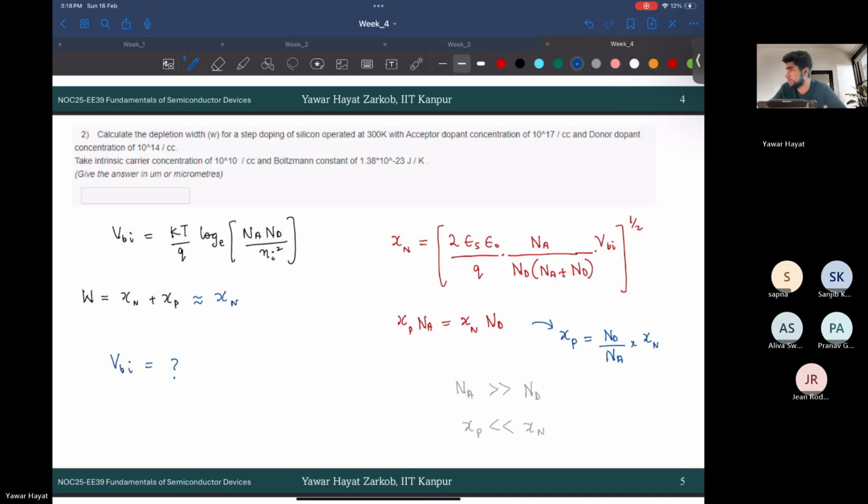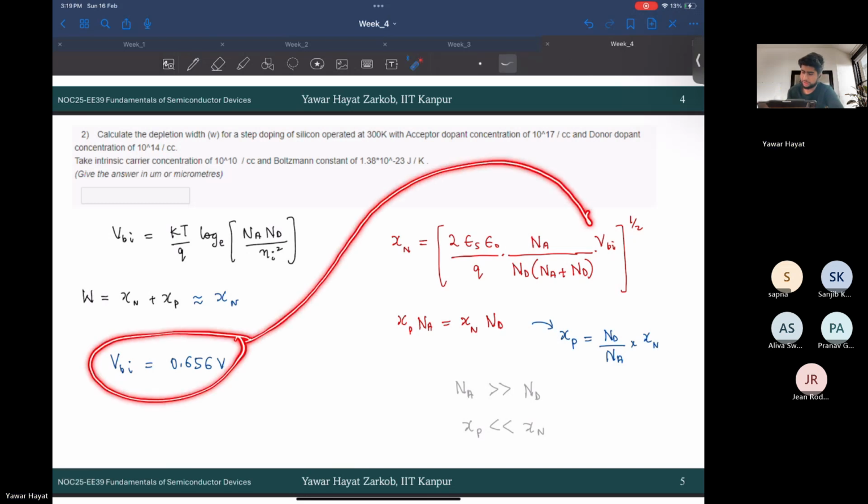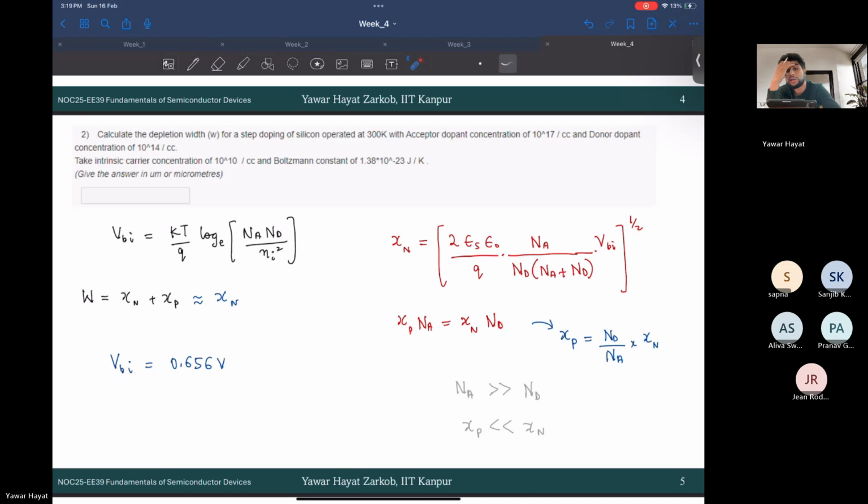1.257 volt. I'll just write the value that I got. Just recheck it, okay? The value that I got is 0.656 volt. Okay, this is the VBI. What else? And now use this VBI and tell me what's xn.